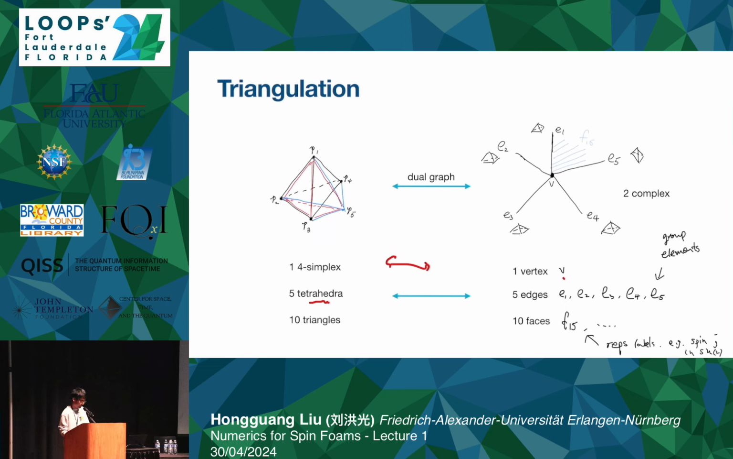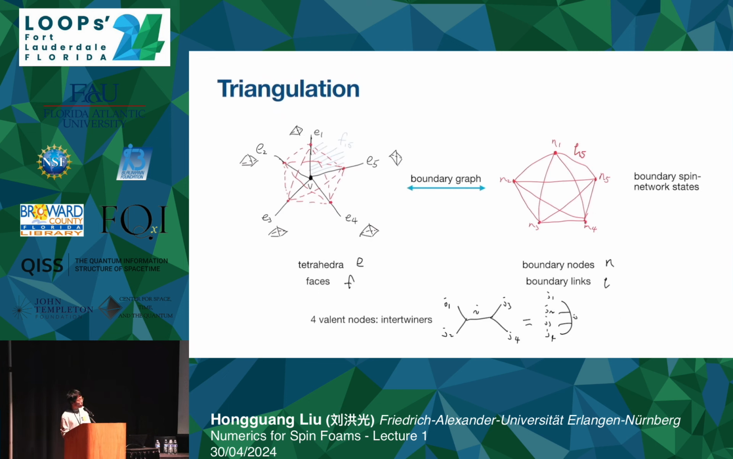And this is usually called a 2-complex because it is given by vertex, edges, and faces. The spin foam is built on this 2-complex graph. So this is a single-vertex graph. Of course, it only corresponds to a single triangulation simplex.